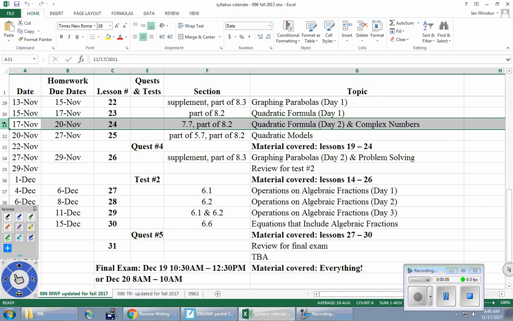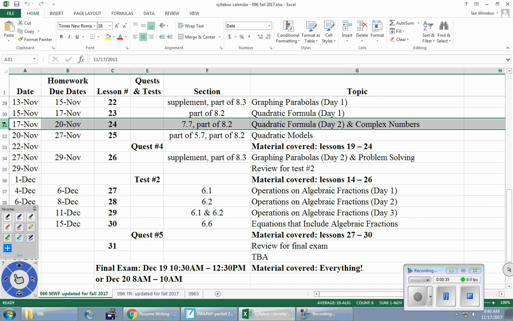Today's the 17th. Today is our 24th lesson. We are talking about the quadratic formula again. This is our second day on the quadratic formula, and we will introduce a brand new set of numbers called the complex numbers. Coming up on Monday is a new set of problems. They're all about word problems. That Monday material is not on the quest, which is coming up Wednesday. Okay, so our fourth quest is Wednesday. It is on 19 through 24. Today is 24. Okay. Any questions on the calendar?